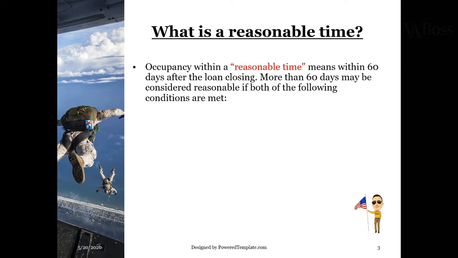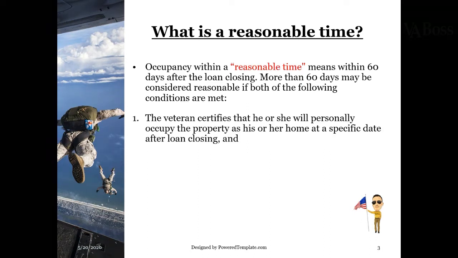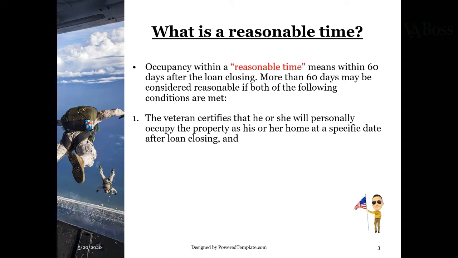Okay, but let me emphasize this. That does not mean they cannot do the loan. People get hung up on that all the time, that they have to occupy it as their primary residence within 60 days or they can't buy the house. That is not the case, because more than 60 days is allowed as long as certain conditions are met. One of those conditions is the veteran or the active military member certifies that they will personally occupy the property upon a specific date.